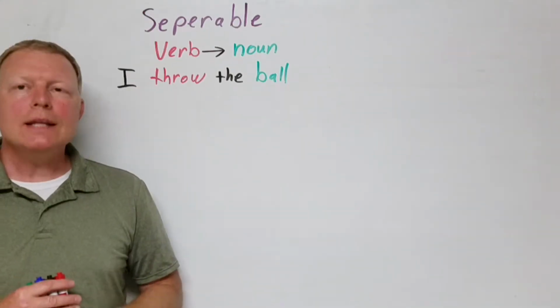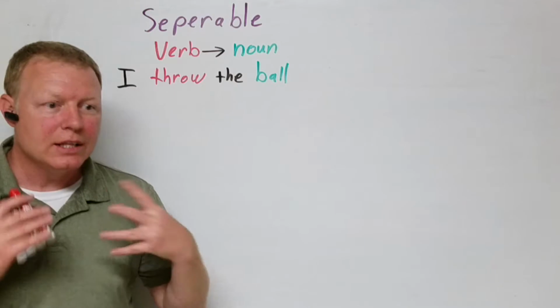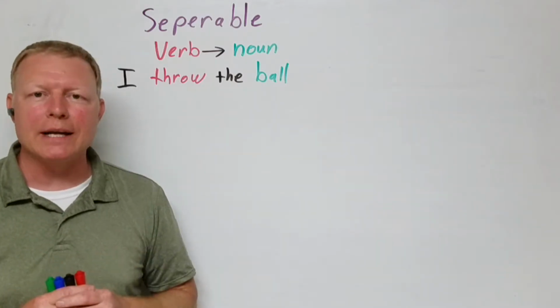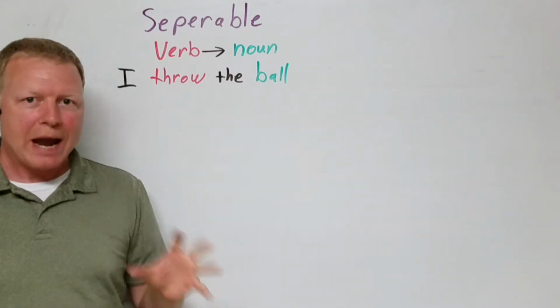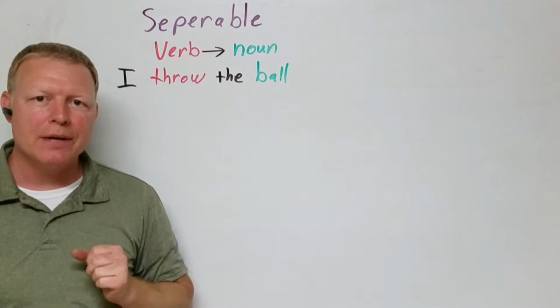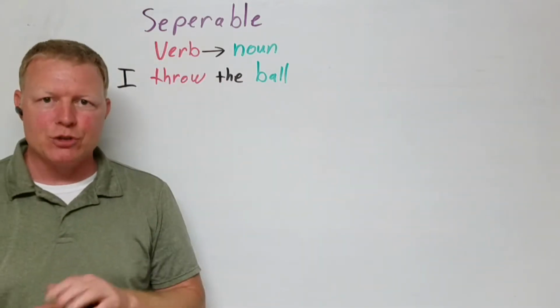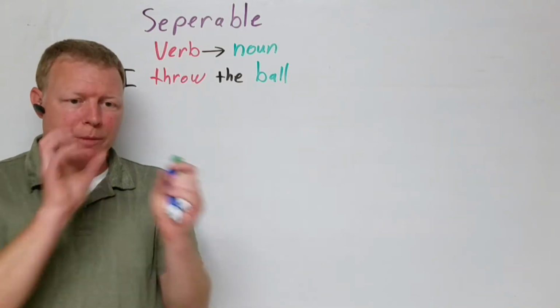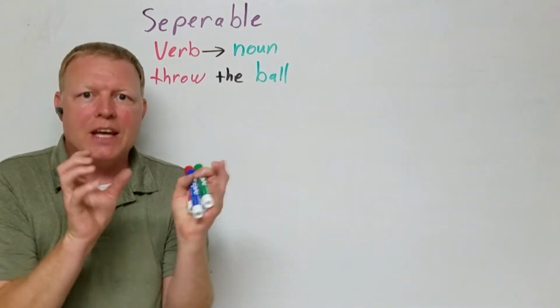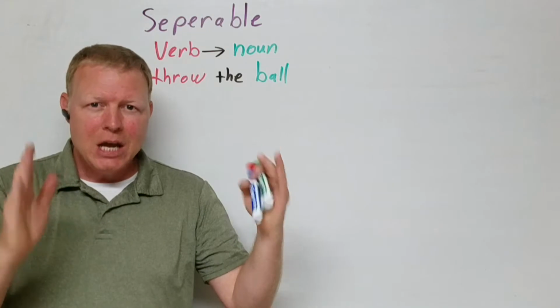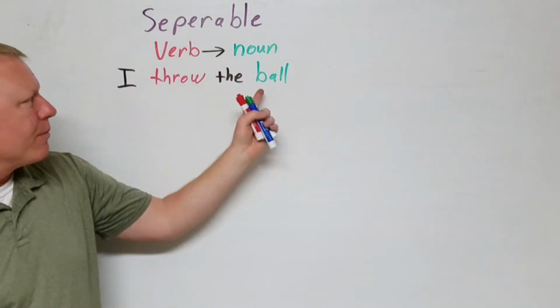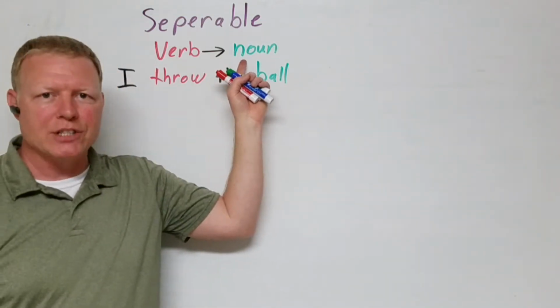Okay, so let's talk about something a little more complex. Here we're going to get into grammar of the phrasal verb, okay? Now, we're going to explore something that's called a separable phrasal verb. Remember, phrasal verbs come in more than one word to make one verb, okay? But let's talk about this. This is what we call the object of the sentence.